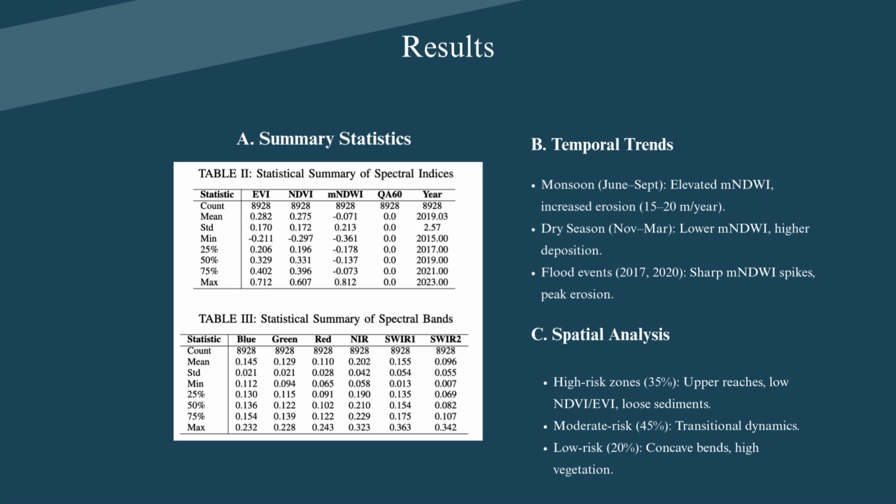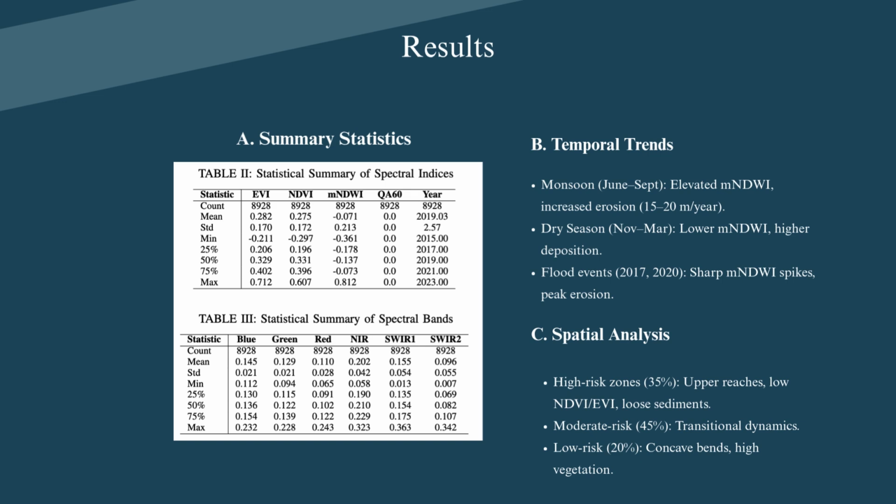Our analysis covered 8,928 data points, revealing key insights. Statistical summaries show mean values of 0.282 for EVI, 0.255 for NDVI, and minus 0.071 for MNDWI from 2015 to 2023, with standard deviation reflecting seasonal variability.